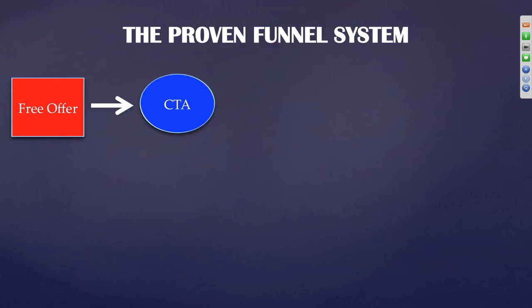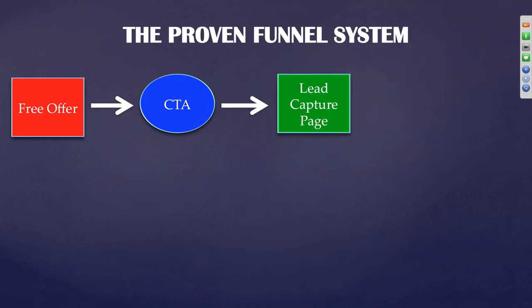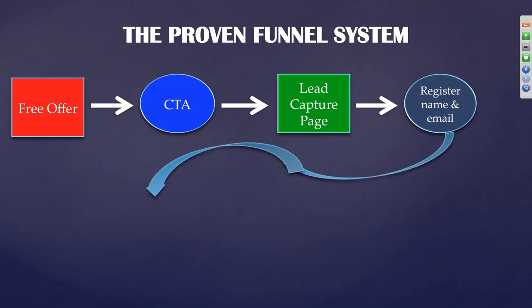Okay, this is the proven funnel system. It starts with your free offer. Someone signs up for your free offer or sees your free offer, and you give them a call to action that says, register here, sign up now, grab your spot. And then they put in their name and email on a lead capture page. Once they do that and click the submit button, their name and email have been registered on your email list.